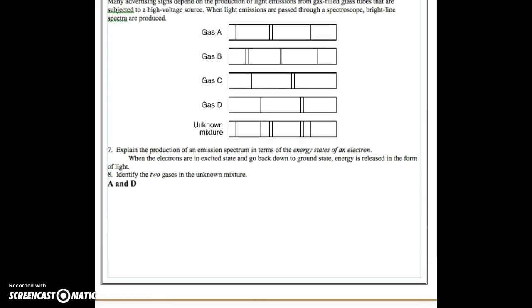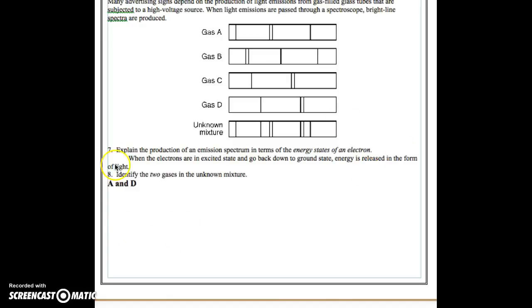Number 7 asked, how do you get an emission spectrum in terms of energy states of an electron? Again, same idea, just an electron goes from the excited state down to the ground state. It releases energy in the form of light. Some people were mentioning shells. If they mention energy state, you have to say a higher energy state to a lower energy state, or you have to say excited state down to ground state.